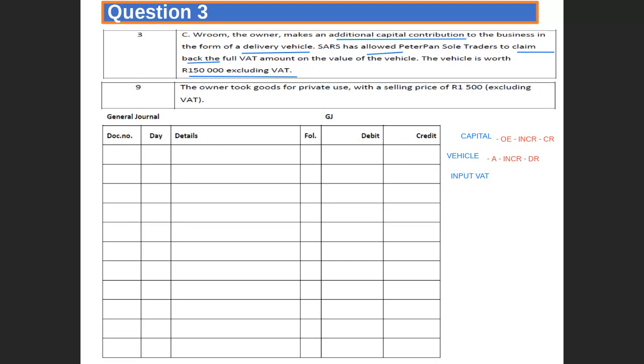Okay, vehicle is an asset, and an asset, the vehicle, is increasing on the debit side. This will help me a lot. The same applies to the input VAT. Remember, here you must just know your accounting equation principles. What is input VAT to us, whether it's increasing or decreasing? And tell me under which side. This one will always be like that.